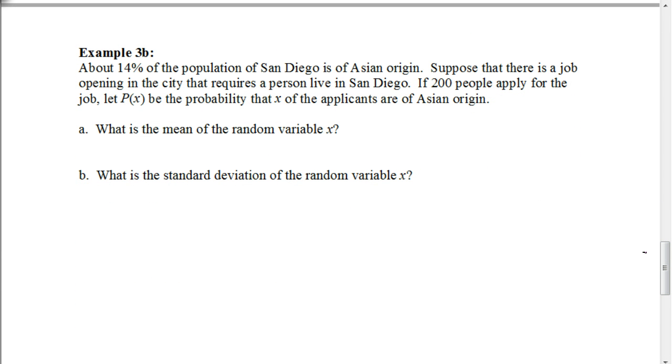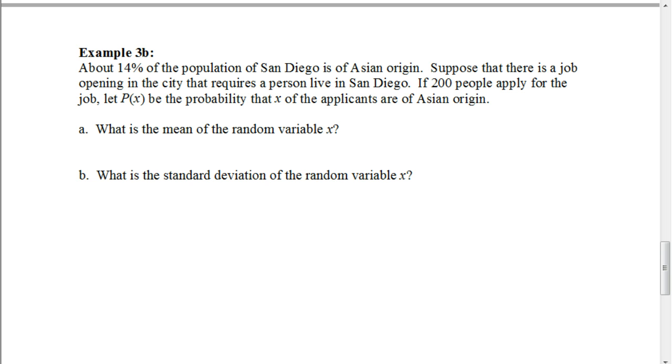Why don't we end by looking at this last example? So I want you guys to try this one completely on your own. So why don't you pause the video and hit play when you're ready to check to see if you have the correct answer. Okay, let's see how you did.